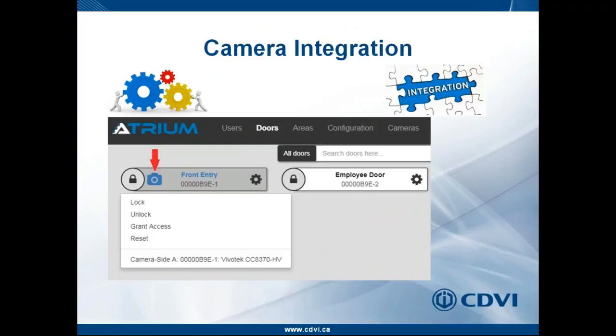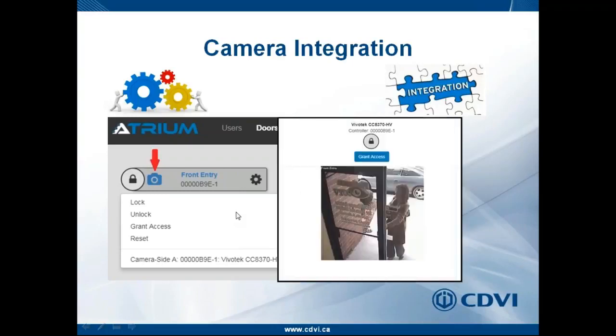In the web browser, in the doors menu, you can go to the door, you can associate the camera to the door, and any door that has a camera associated, you just click on the camera icon and you will be able to view the camera. And you can also, once you click on that icon, be able to grant access to that door from that pop-up window with the streaming live view.